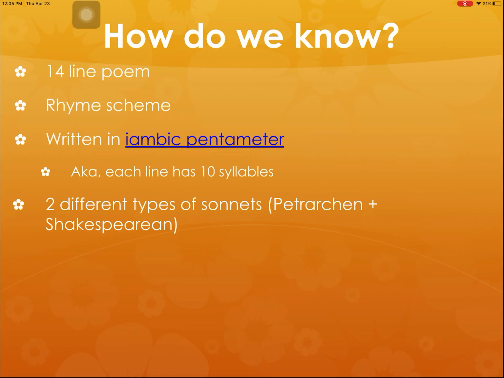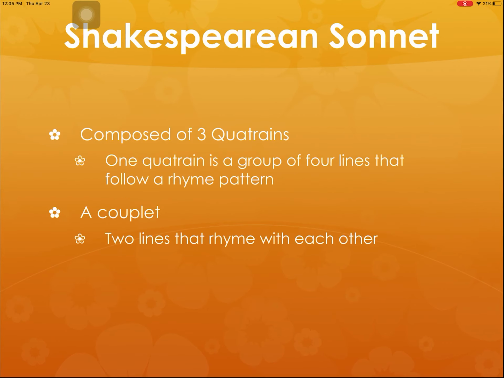Okay, so again, I know that probably seemed a little bit overwhelming, but I promise we're not delving into it very deeply. I just wanted to provide you with a better explanation as to what iambic pentameter really is. Okay? There are 2 different types of sonnets. One is called the Petrarchan sonnet, which is Italian, and the other is the Shakespearean sonnet, which is the kind that we are going to be focusing on.